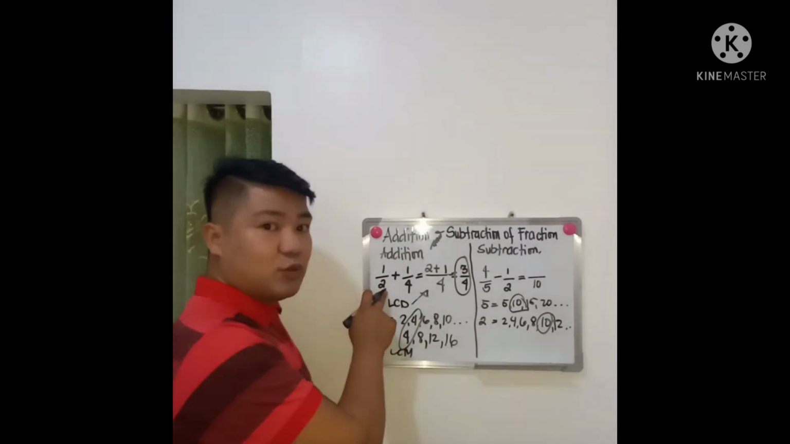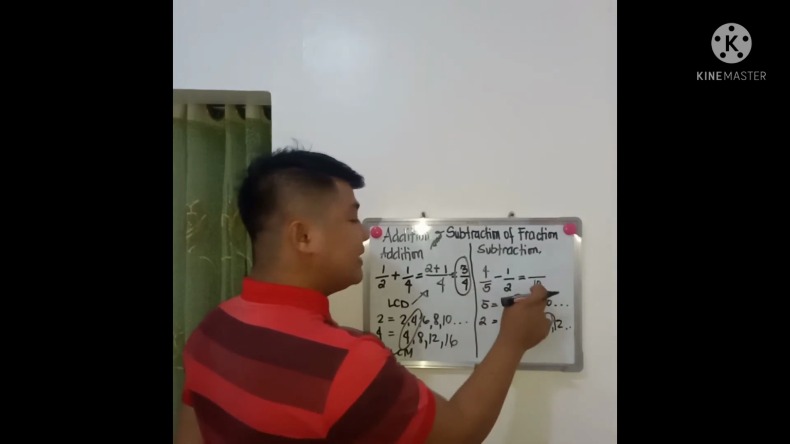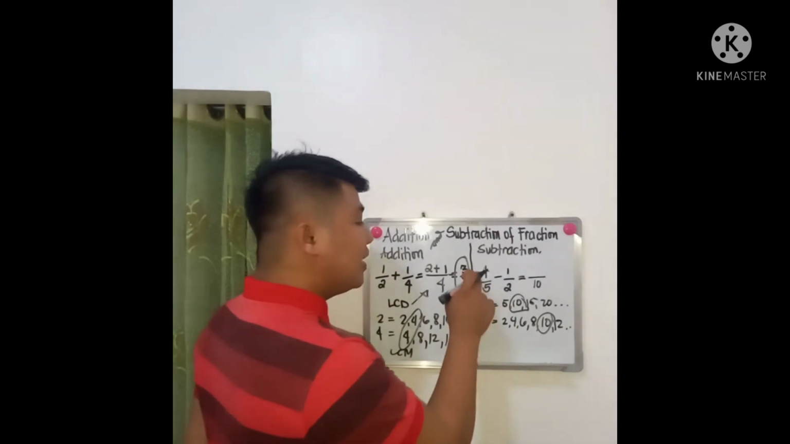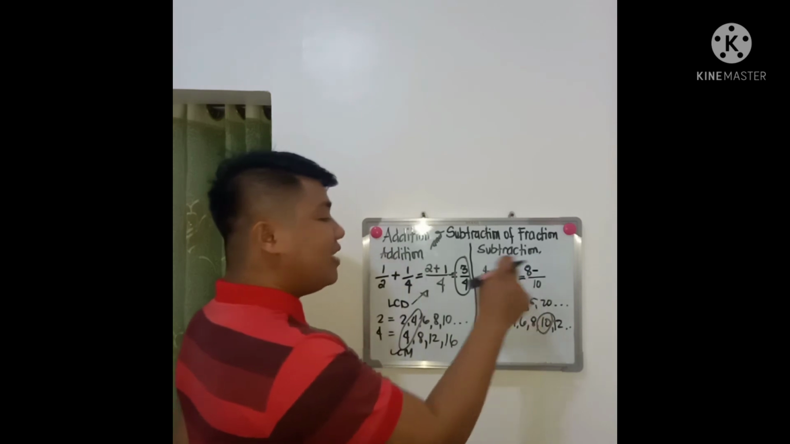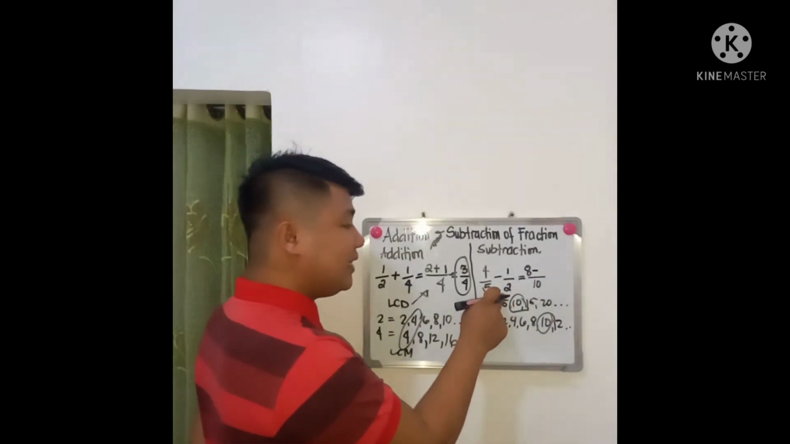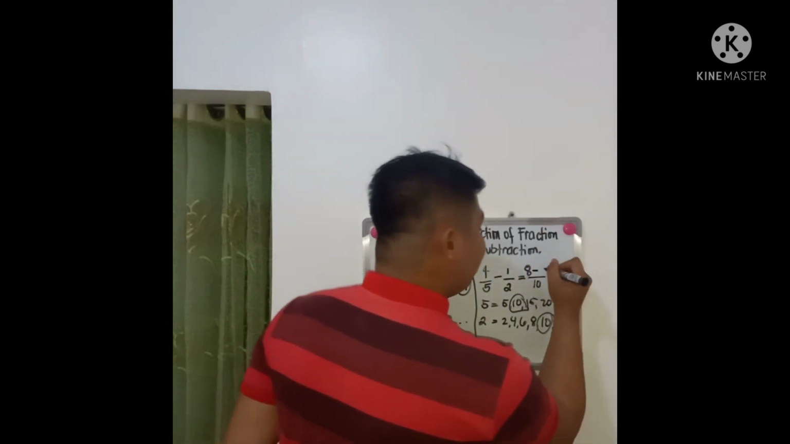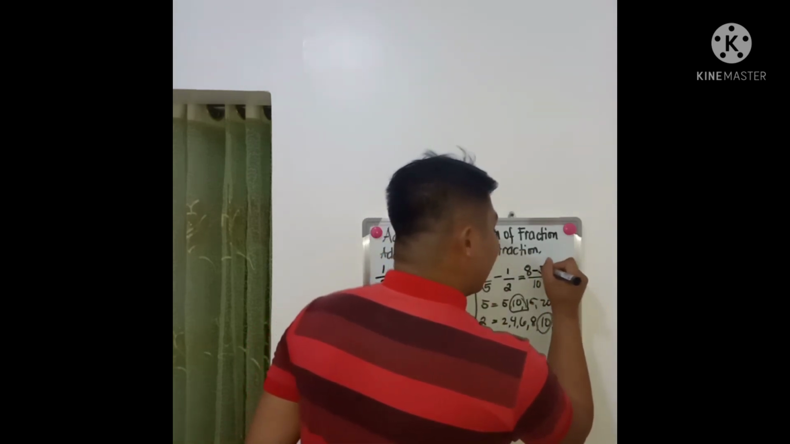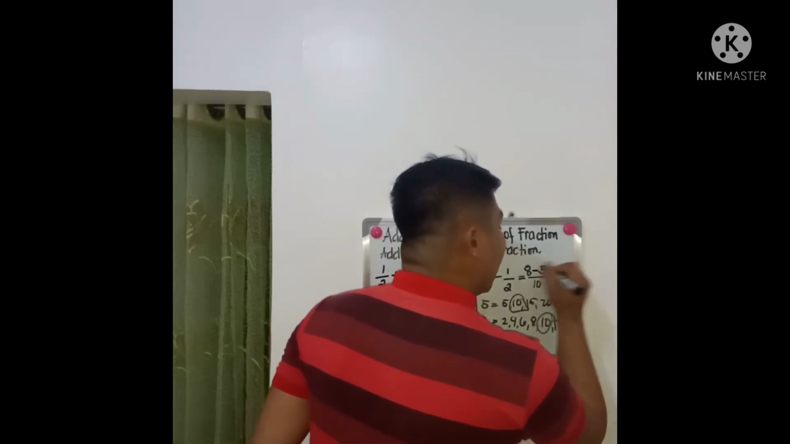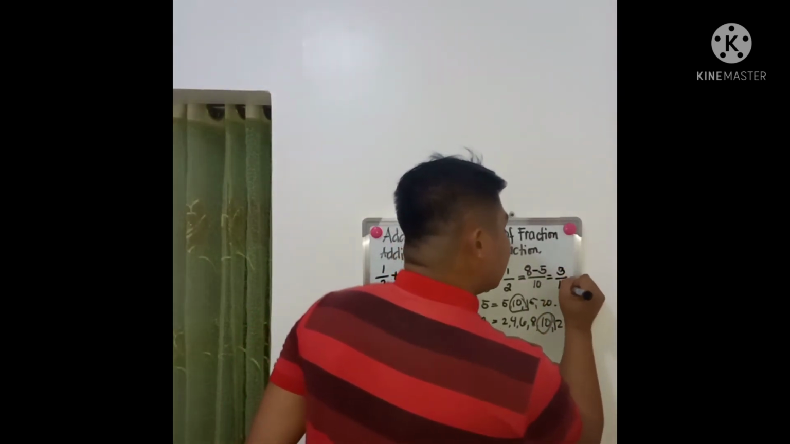And in the same process as what we did, we divide the LCD, 10, by 5. 10 divided by 5 is 2, times 4, that is 8, minus 10 divided by 2, that's 5, times 1, that is 5. So you will have 8 minus 5, of course, that is 3 over 10.